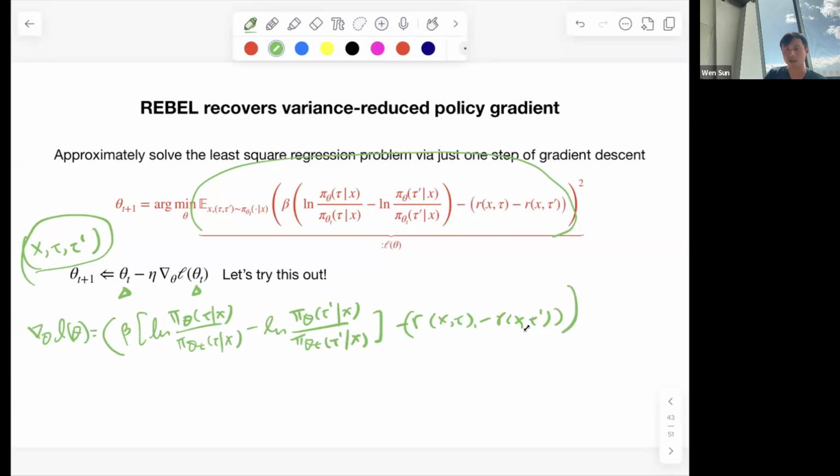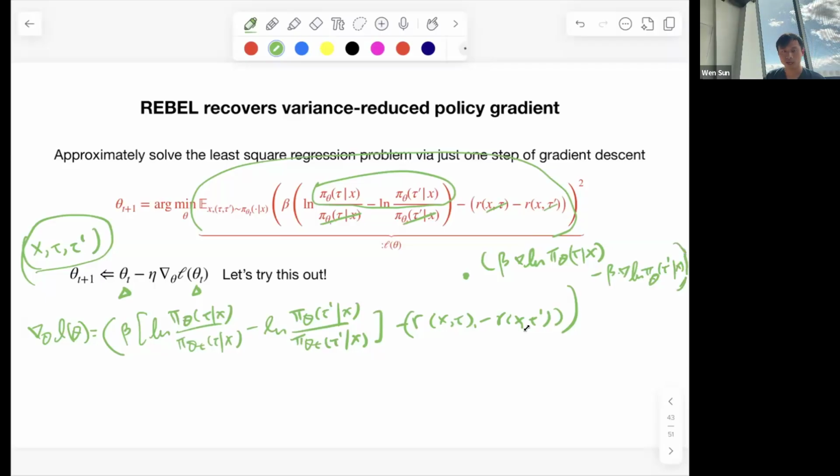So I'm just taking care of the derivative of the square loss, and then I go inside the square and compute the gradient for the parameter theta. If you see, this guy is independent of theta, it's just theta t. It's independent of the parameter theta that I'm trying to optimize. So what's left is just these two terms, which depend on theta. What I'm left with is multiplying this with beta gradient log pi theta tau given x minus beta times gradient log pi theta tau prime given x.